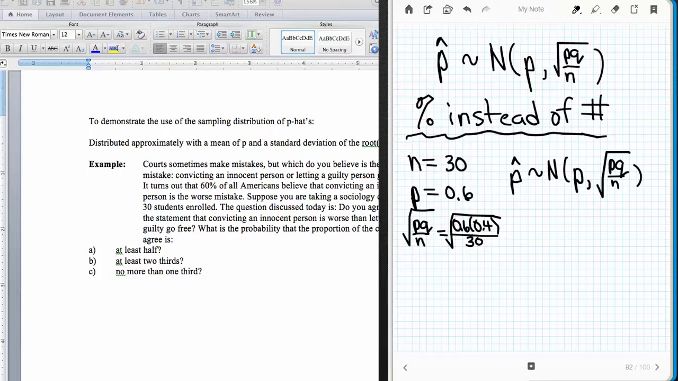So that is the square root of 0.008, and the square root of 0.008 is approximately 0.0894427, and we'll round that to 0.0894. So that's approximately what we can use there.